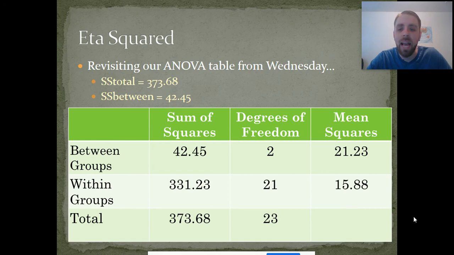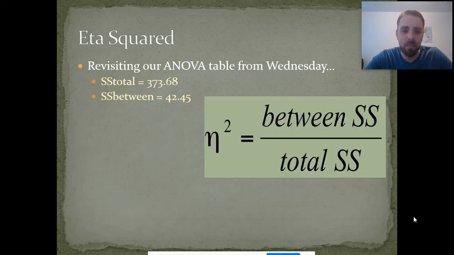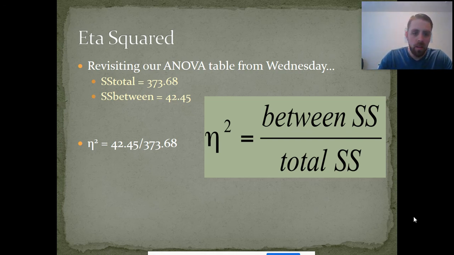But using what I have there, I'm going to go forward and I am going to calculate this. So I'm going to need to do 42.45 divided by 373.68. Okay? So I'll give you a moment to calculate that in your notes.